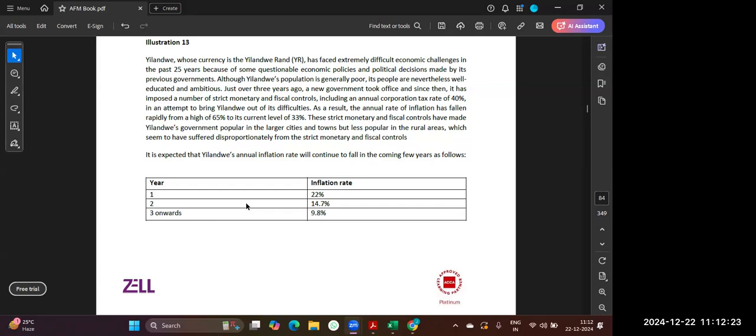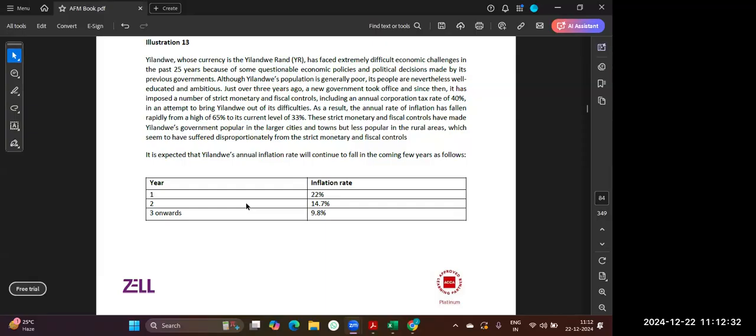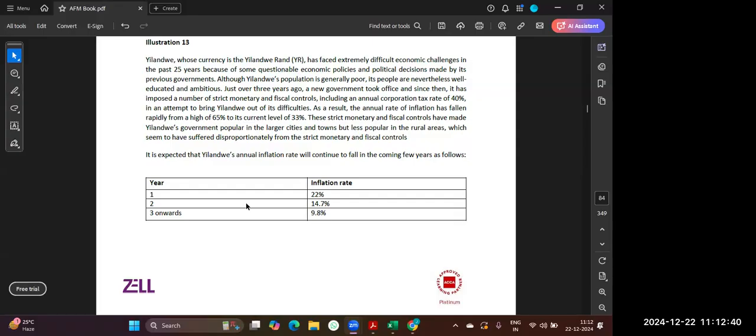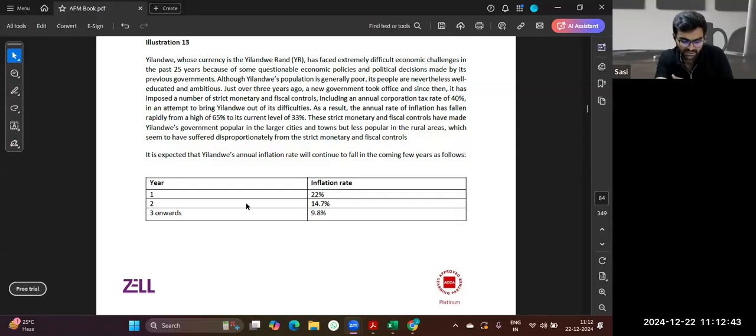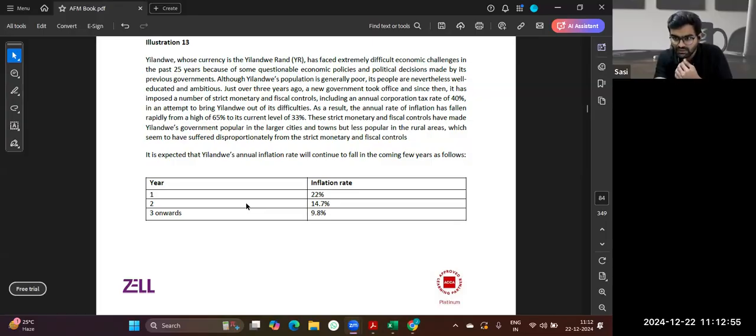Sir, LNB is a company. Their currency is the LNB Rand. They are facing economic challenges for the past 25 years. They have a corporation tax of 40%. It leads to an increase in inflation of 65%, but the current level of inflation is 33%. With the stricter monetary and fiscal controls, the perspective from other countries is good, but locally in LNB it is bad, as suggested by the scenario.